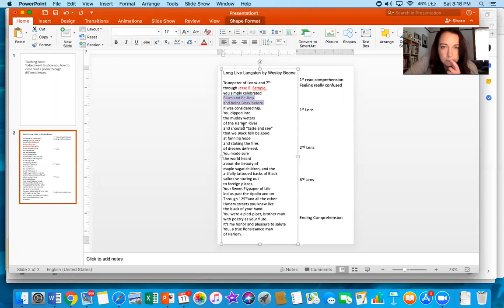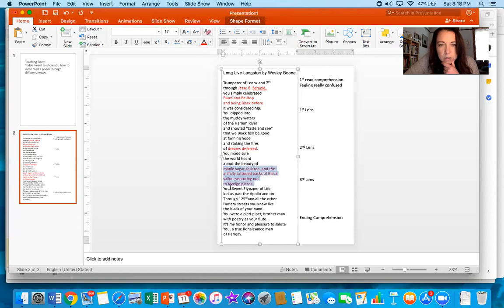Going on down a little bit more, this whole thing, stoking the fires of dreams deferred. I'm not exactly sure what this is, but I think it could be something, so I'm going to highlight it. Coming down, you made sure the world heard about the beauty of maple sugar children and the artfully tattooed backs of the black sailors venturing out to foreign places. There's some stuff going on here, so we're going to highlight, save for later. And then your sweet flypaper of life.